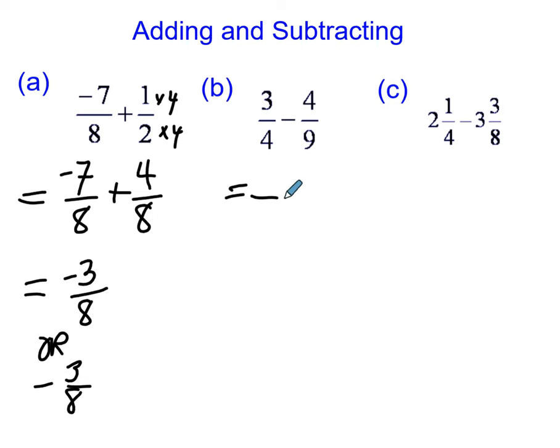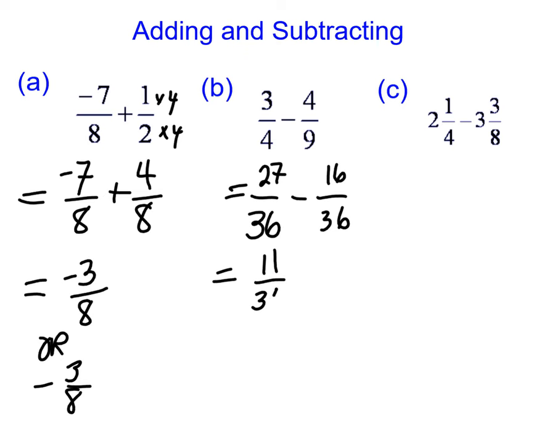Okay, this one, same thing. We get a common denominator, which in this case is 36. Whatever we do to the bottom, we do to the top. So that one we multiplied by 9. This one we multiplied by 4. And then we just subtract. And hey, this isn't really any different, is it? It's really just what we would always do.